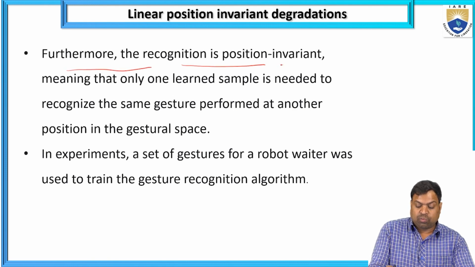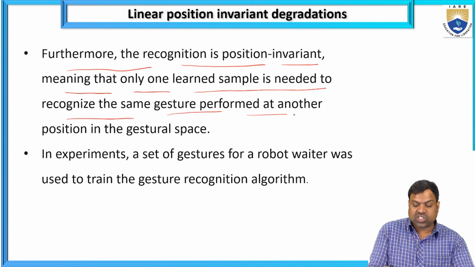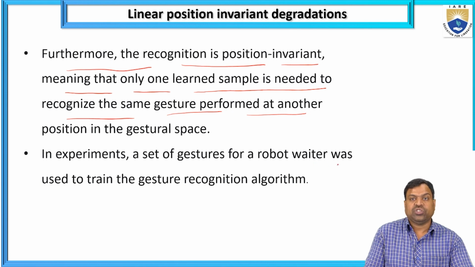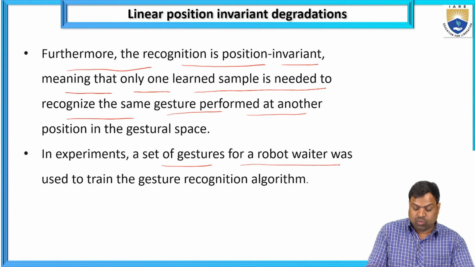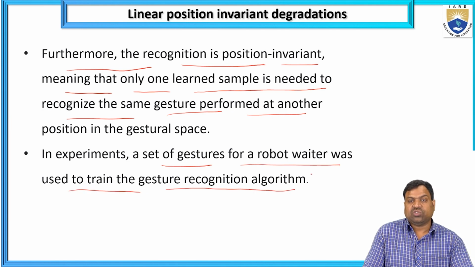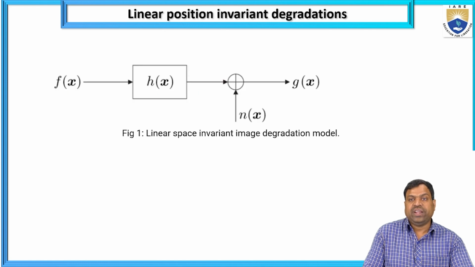Furthermore, position invariant recognition means that only one learned sample is needed to recognize the same gesture performed at another position in the gesture space. A set of gestures for a robo waiter was used to train the gesture recognition algorithm. So gesture recognition is an important example of position invariance. It is one example of a linear space invariant image degradation function.